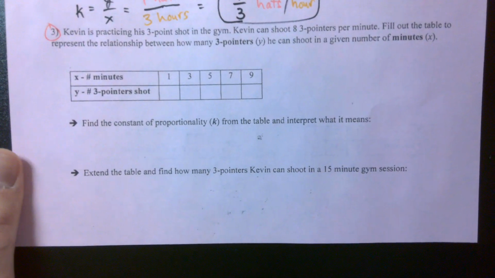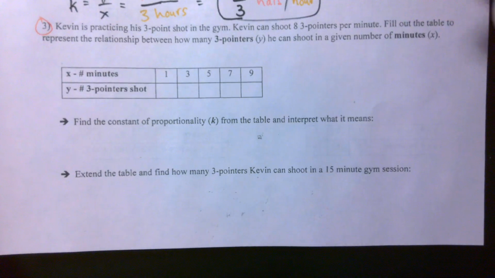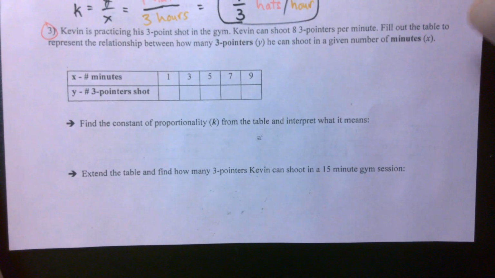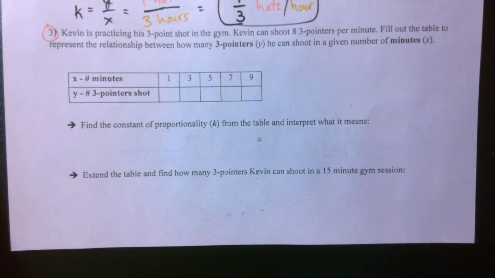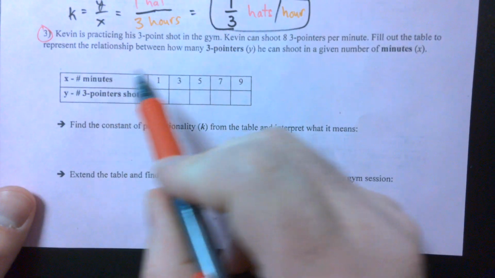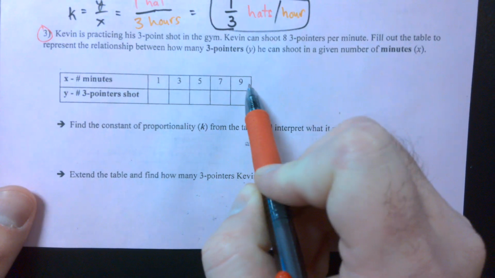Okay. So Kevin is practicing his three-point shot in the gym. Kevin can shoot 8 3-pointers per minute. Fill out the table to represent how many 3-pointers he can shoot after a certain number of minutes. So I see my minutes here are 1, 3, 5, 7, 9.